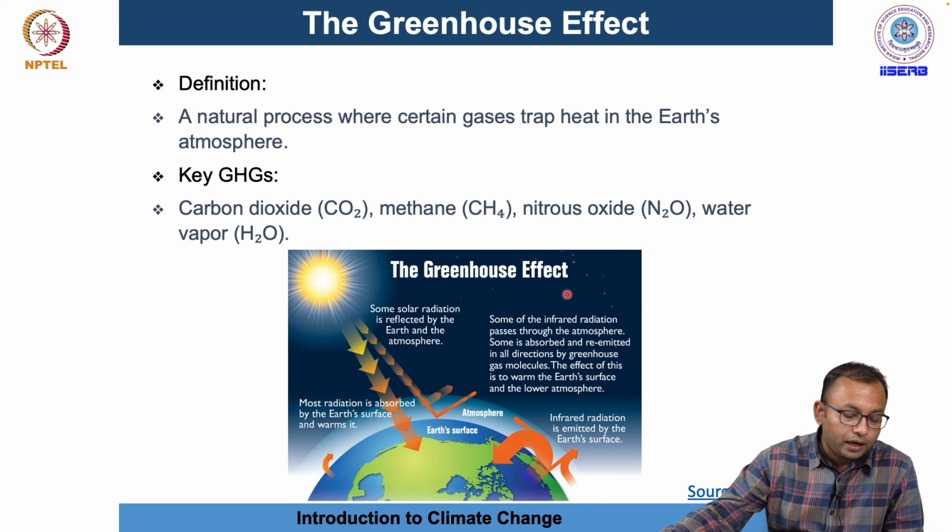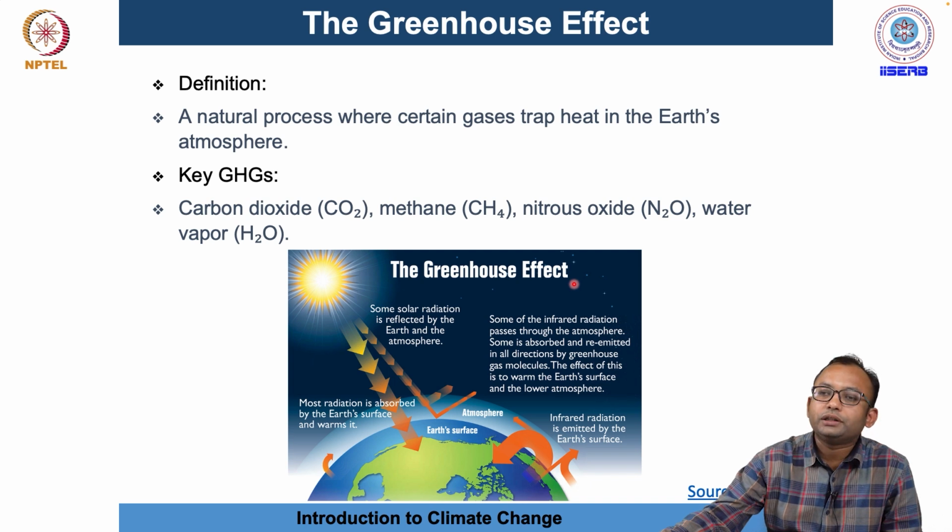If there were no greenhouse gas effect, the temperature of the earth's surface on average would be around -18°C, whereas if you consider the greenhouse gas effect in the earth's atmosphere, then the temperature of the earth would be around 15°C.